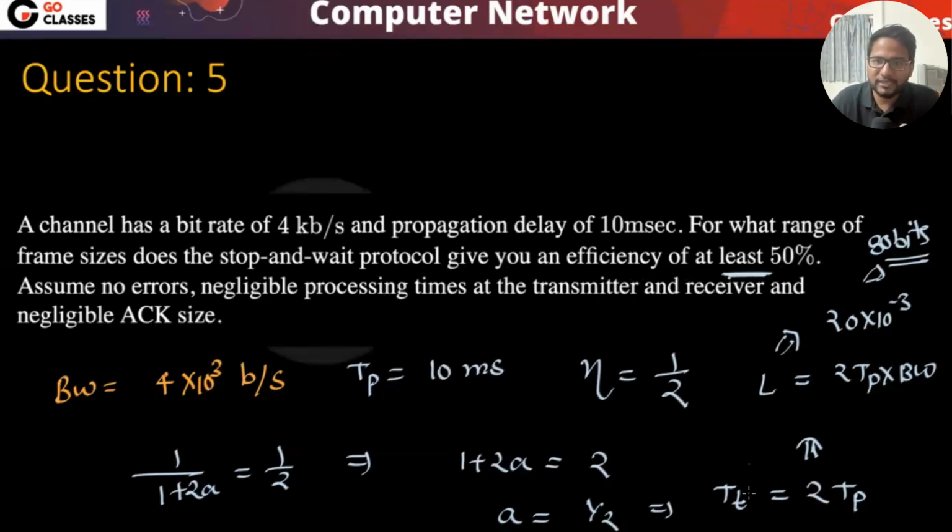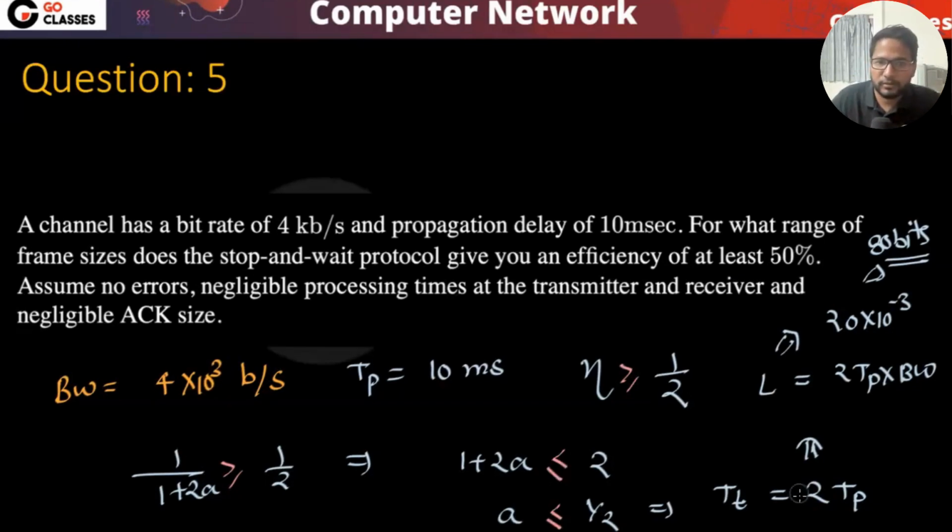Okay, they're saying at least 50%. So at least means this efficiency is greater than or equal to 50%, right? Greater than or equal to 50%. I mean, everywhere you just write greater than or equal to. So it will be less than or equal to.